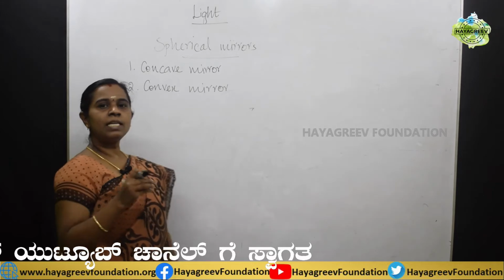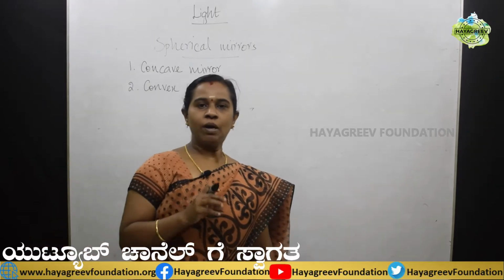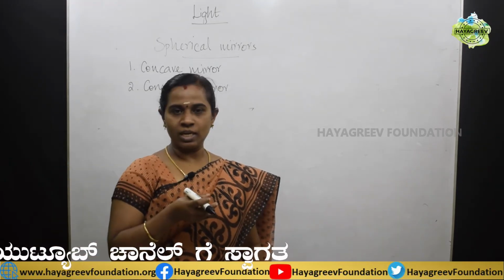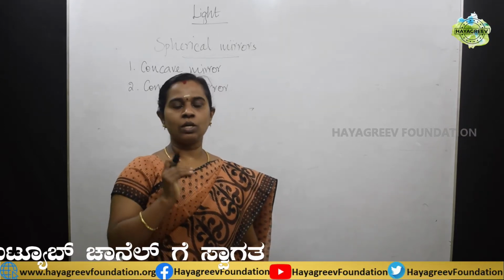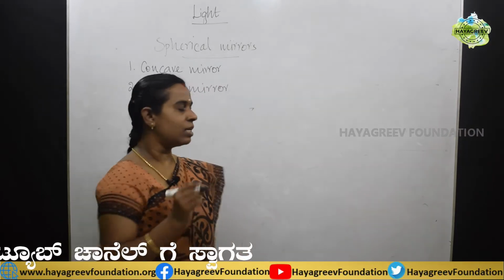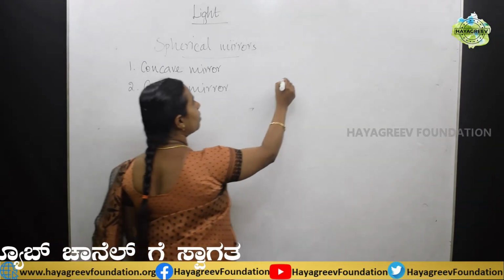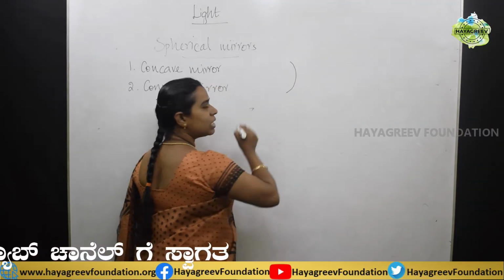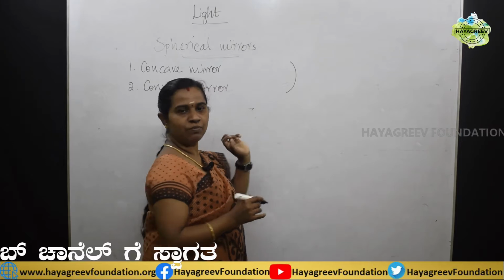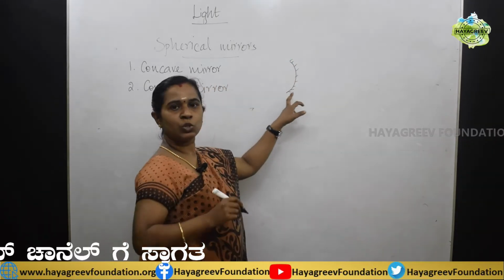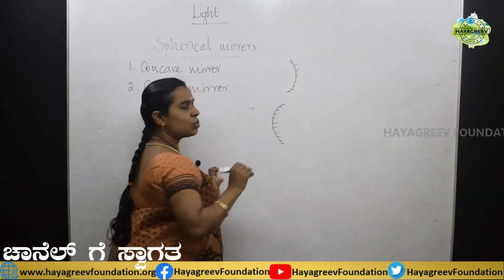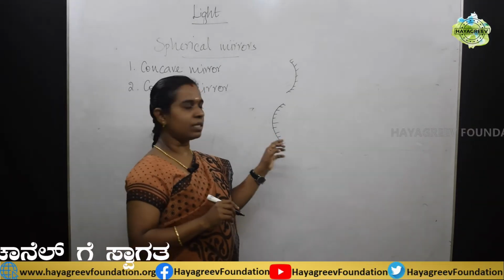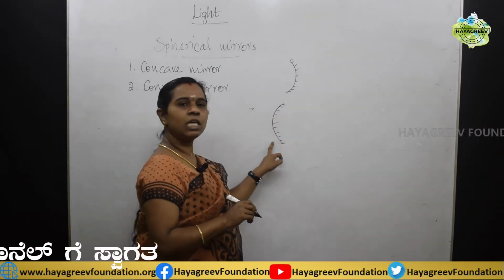A spherical mirror is a part of a glass sphere, coated either inward or outward. That is called a spherical mirror. First I am going to draw the concave mirror. This curved path is inward, and the outside is coated. This is called a concave mirror. In a convex mirror the reflecting surface is outward.